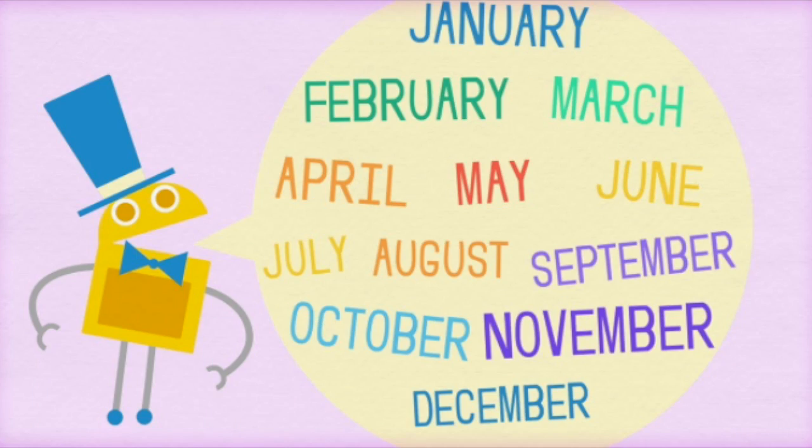Our last unit of time is months in a year. Let's say the months out loud together and figure out how many months are in a year. There's January, February, March, April, May, June, July, August, September, October, November, and December. Does anybody know how many months that is? If you guessed 12, you are right.